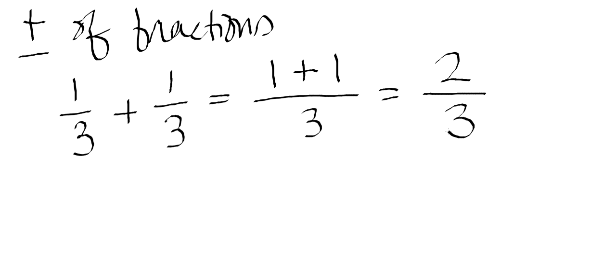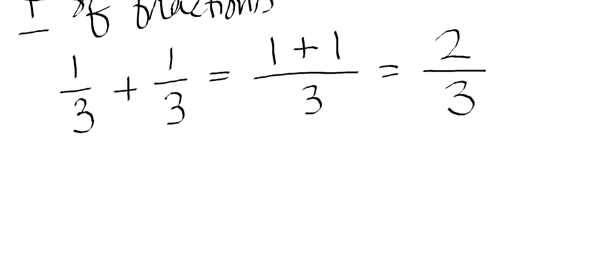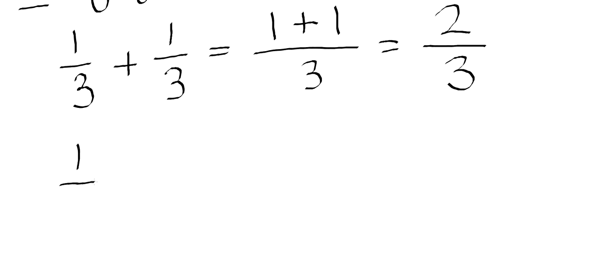Now, if they don't have a common denominator, when my denominators are different, so 1/2 plus 1/3, here I want to find my least common denominator. These are fairly small numbers. My least common denominator is a number that has both 2 and 3 as factors of it. So here it would be 6. 2 times 3 is 6. So I need to rewrite these fractions so that they have 6 in the denominator.